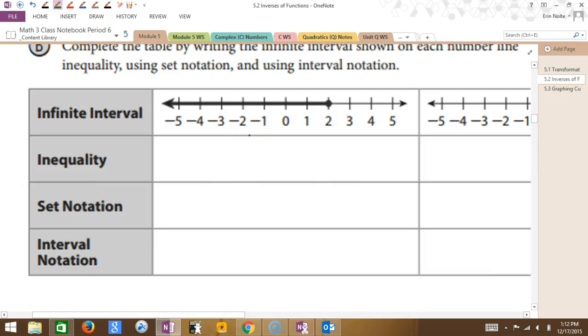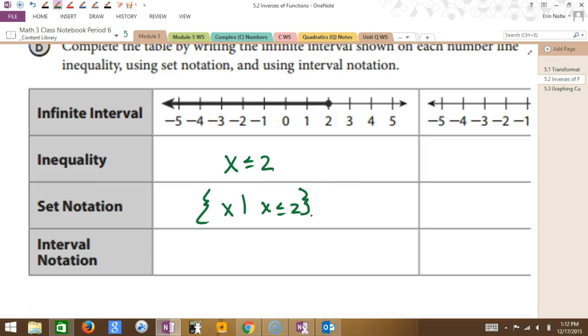X less than or equal to 2. There you go. X is less than or equal to 2. Okay, so set notation would be x such that x is less than or equal to 2. Okay, how would the interval notation go?